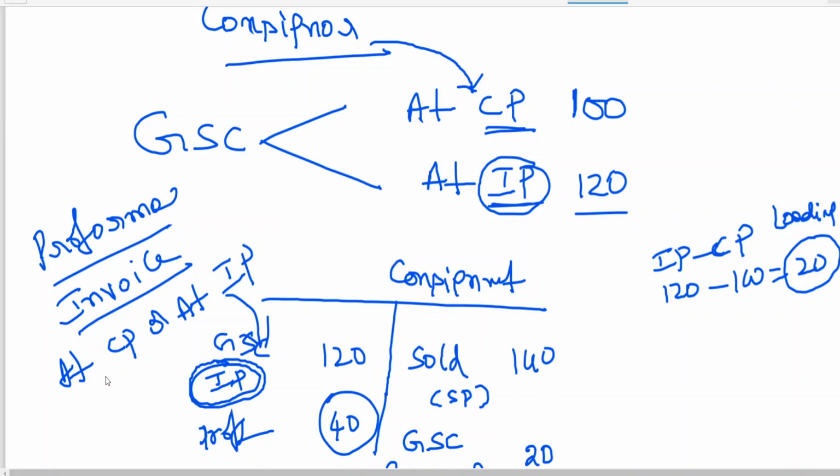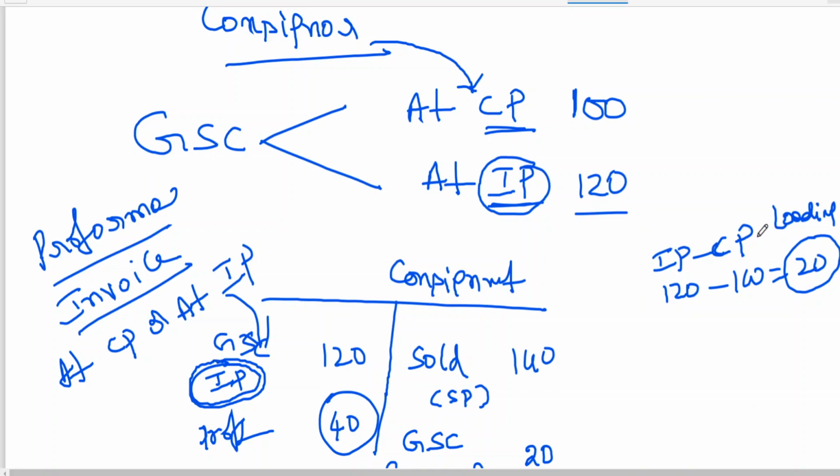Proforma invoice can be at cost price. Proforma invoice can be at invoice price. If the proforma invoice is at invoice price, then definitely we should record the goods sent on consignment at invoice price. If the proforma invoice is at cost price, you should record at cost price. Then the question of loading effect does not arise. The loading effect question arises only when you are sending the goods at invoice price. Clear to all of you?